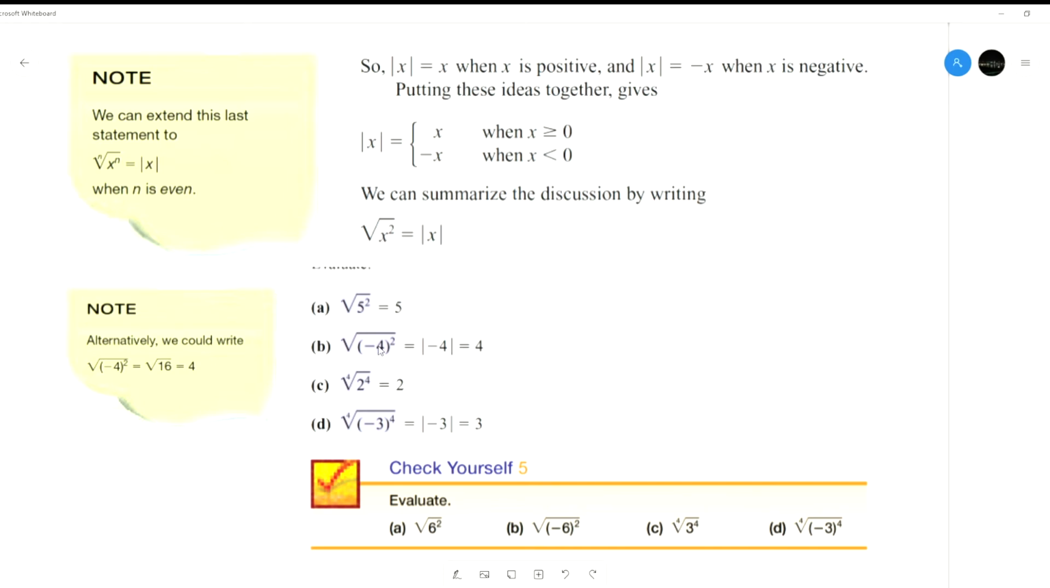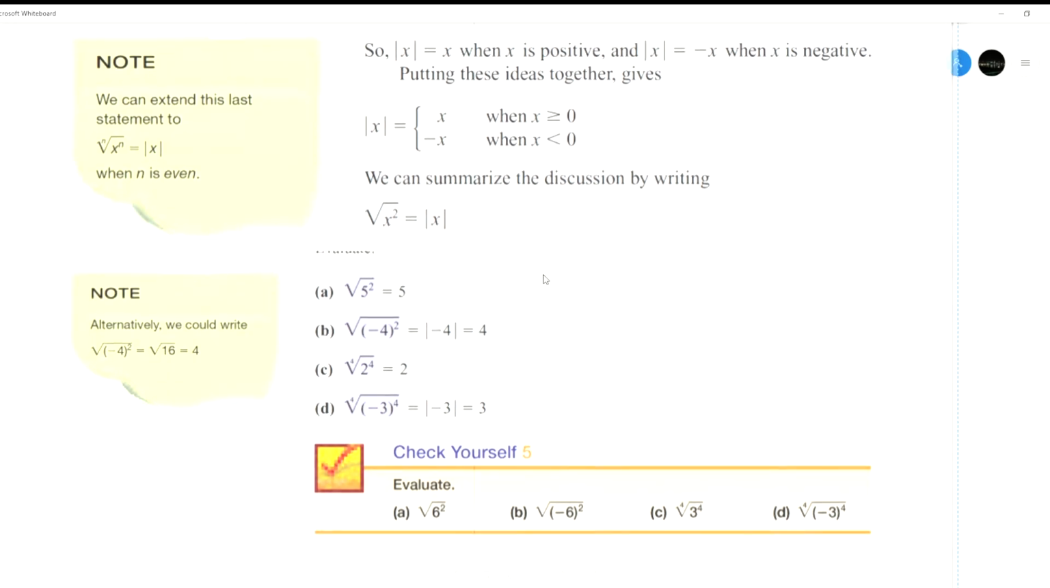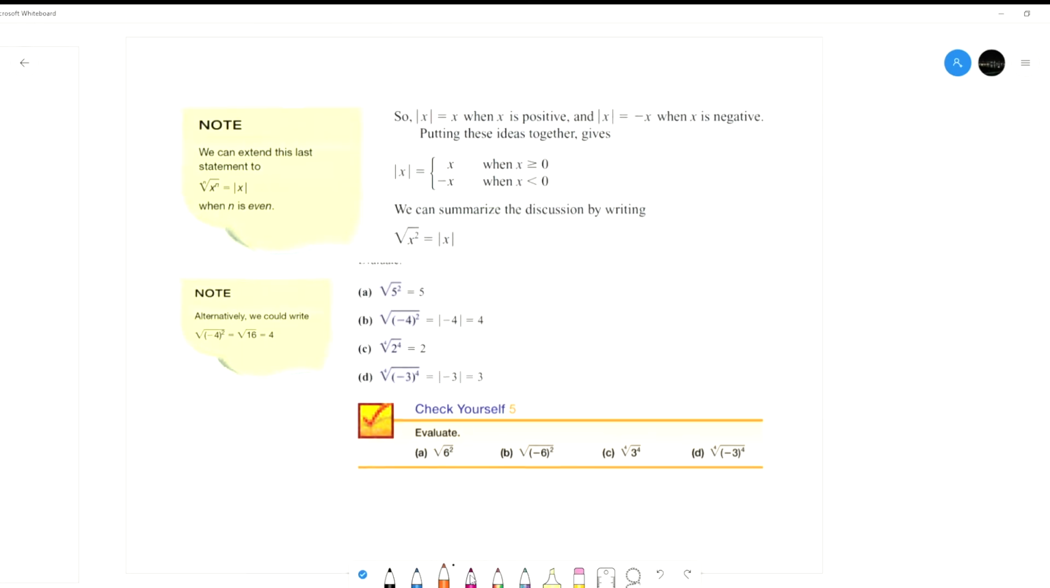Okay, so let's look at these few examples. The square root of 5 squared is equal to 5, but the square root of (-4) squared is the absolute value of -4. Because (-4) in parentheses squared is the square root of 16, which is equal to 4, right? But if you're taking the square root of a negative number squared, you can't just cancel out the square root and the square like over here, where we got +5.